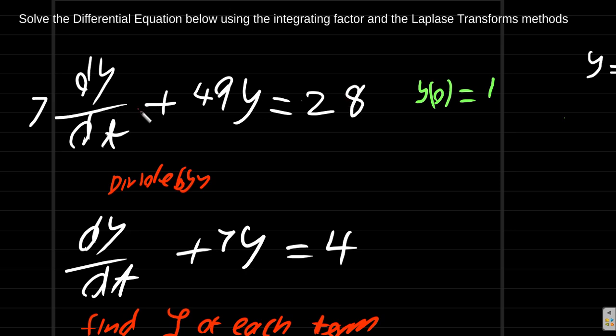Alright, so you've done that. So let's review. We have 7 dy by dt plus 49y equals 28. The initial condition, y of 0 is equal to 1. We divide by 7 to get smaller numbers. So we have dy by dt plus 7y is equal to 4. Then we must find the Laplace transform of each term.